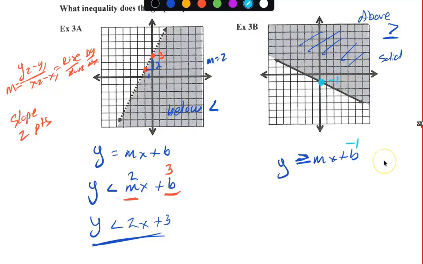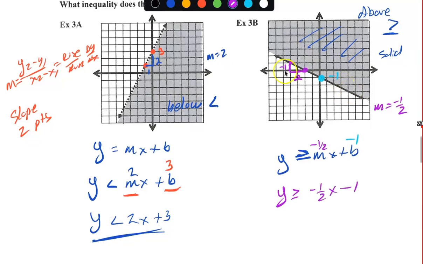Slope, we'll just find 2 points, as always. You always need at least 2 points for slope. I would say this one right there crosses nicely, and let's do this one right here. Those two look nice, right in the corner. Remember you have to go left to right. So I have to go down 1 and right 2. So my slope's going to be -1/2. So y is greater than or equal to -1/2 x minus 1. And that's the idea.